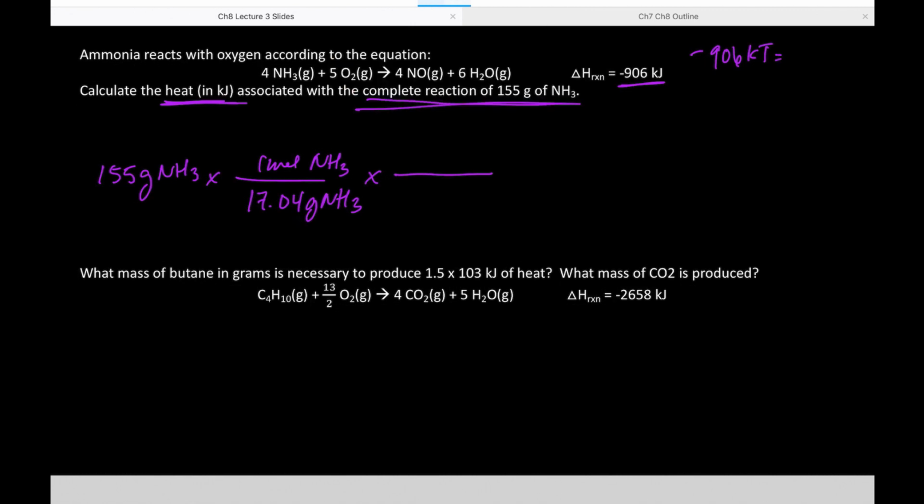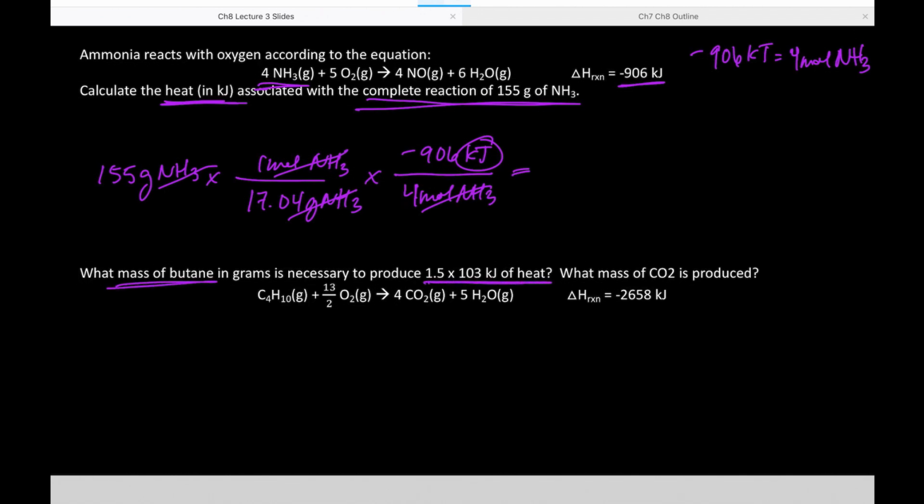So if I'm looking at the key thing here, that's per every 4 moles of NH3. 906 kilojoules of energy are released for every 4 moles of ammonia. So for every 4 moles of NH3, there are 906 kilojoules released. Everything cancels. I've just solved for the amount of energy released with the reaction of 155 grams of ammonia. Yes?